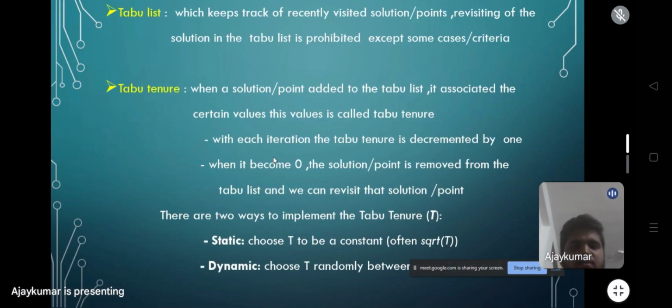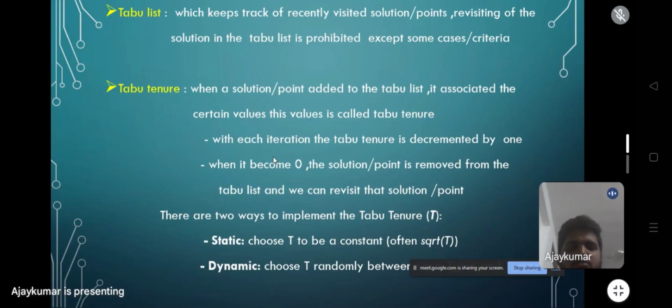First of all, what is the Tabu list? The Tabu list keeps track of the recently visited solutions or points, which avoids revisiting of the solution. It prohibits some cases. Next, the criteria, Tabu tenure.